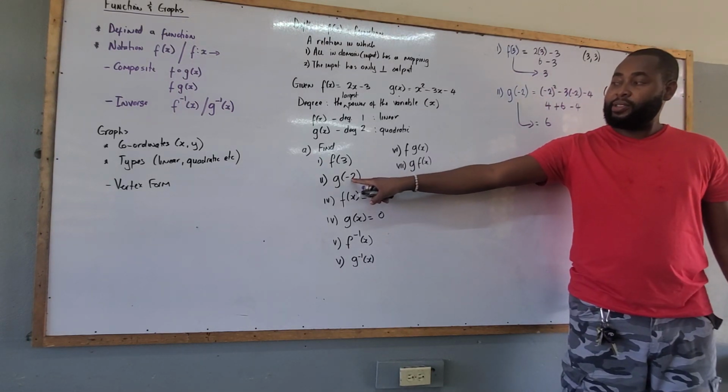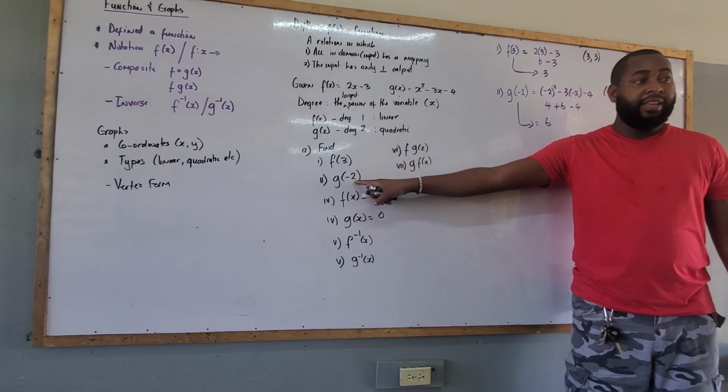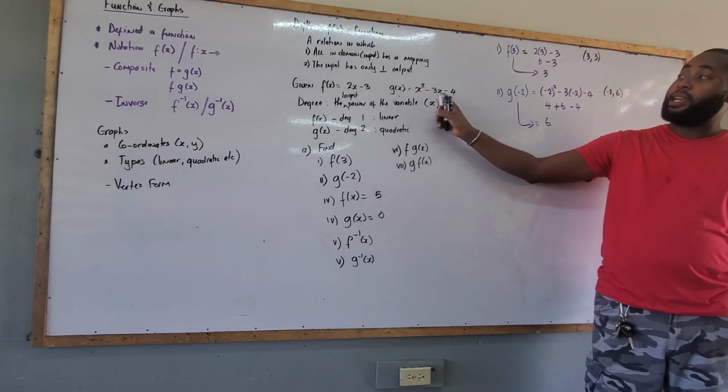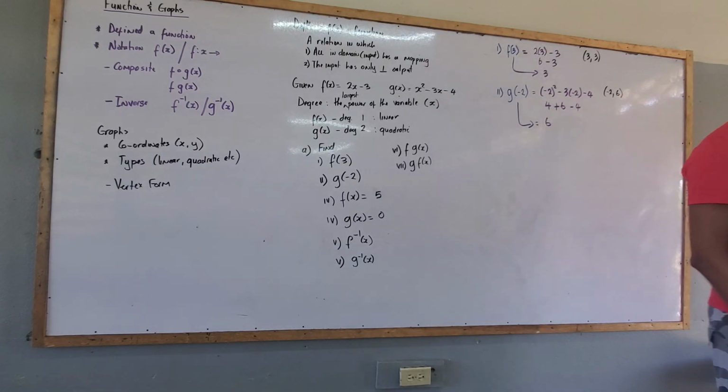So let's take now, so instead of g of x, we do g of negative 2. So we're substituting this negative 2 everywhere with x. It's a straight substitution. Alright? Good?